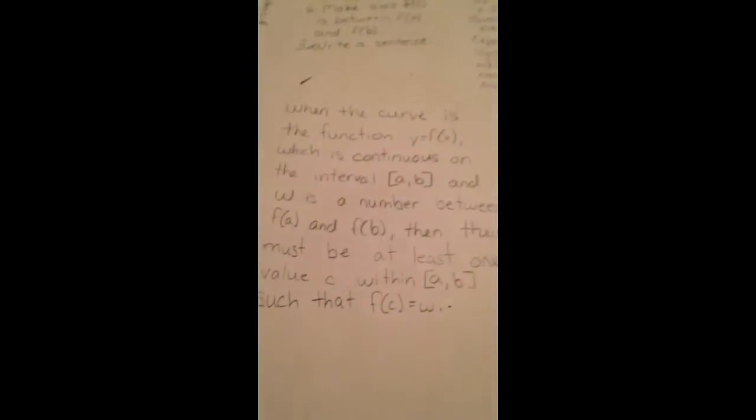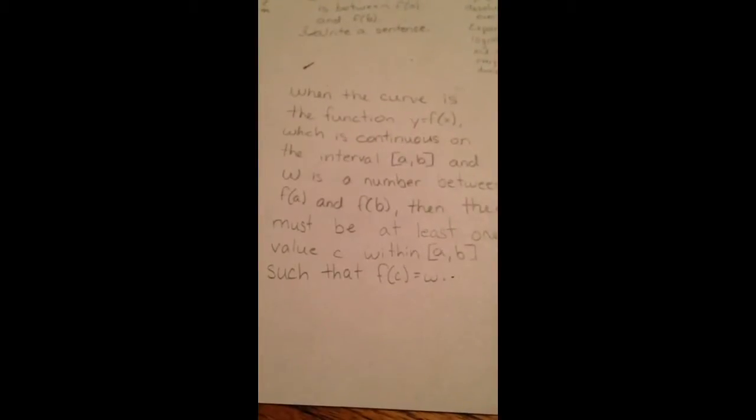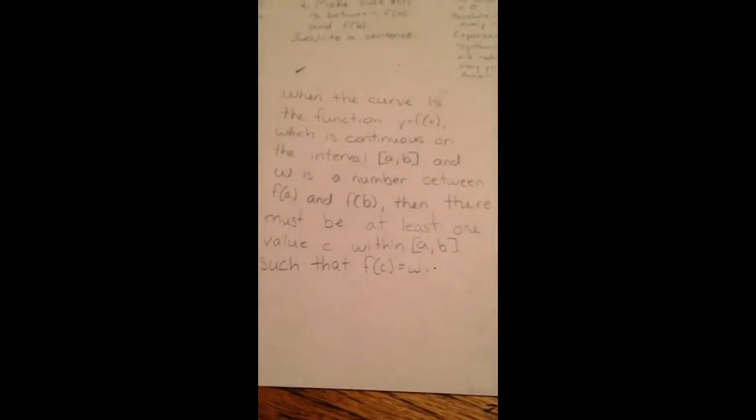Basically, this is a big, long, fancy-sounding theorem that is not as crazy as it sounds. The official statement says, when the curve is the function y equals f of x, which is continuous on the interval [a, b], and w is a number between f of a and f of b, then there must be at least one value c within [a, b] such that f of c equals w. It sounds very confusing at first, but this graph really helps.